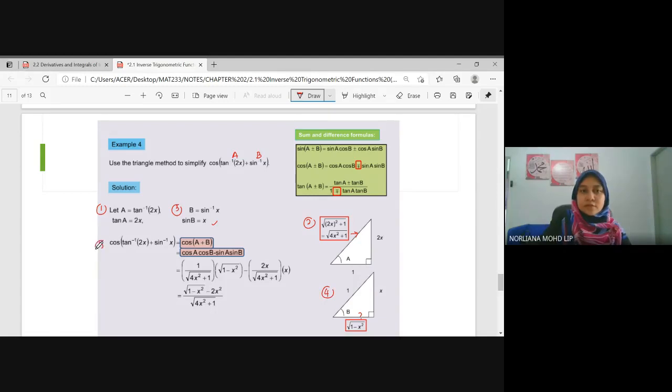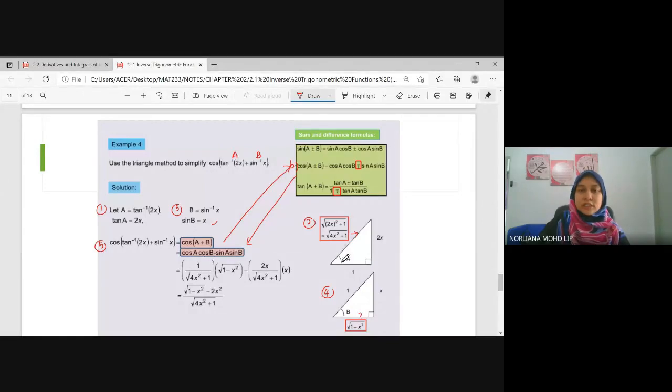Okay, number 5. We substitute, so we get cos of A plus B. We apply the sum and difference formula for cos A plus B. We use the second formula, B: cos A plus B equals cos A cos B minus sin A sin B. Then we substitute the sides.